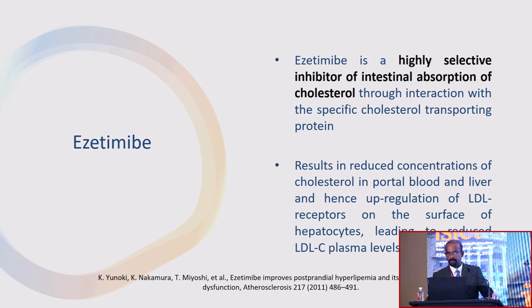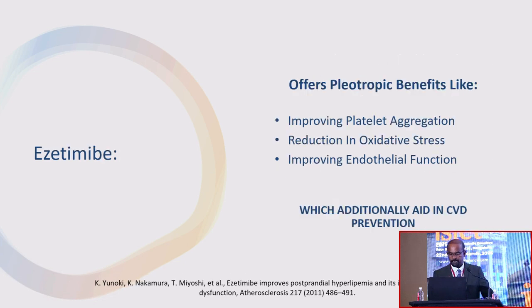Coming to ezetimibe, it is a highly selective inhibitor of intestinal absorption of cholesterol, reducing the concentration of cholesterol in portal blood and hence causing upregulation of LDL receptors. Whenever the liver is looking for the cholesterol which comes from our dietary source and is not getting it, the liver will itself increase the LDL receptor numbers and try to absorb all the cholesterol from the circulation, and our plasma cholesterol will be controlled.